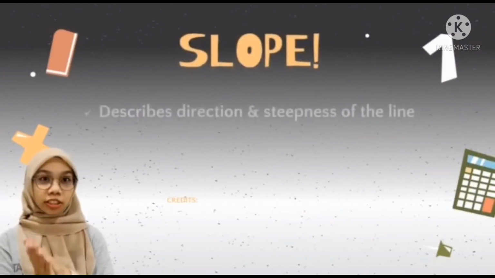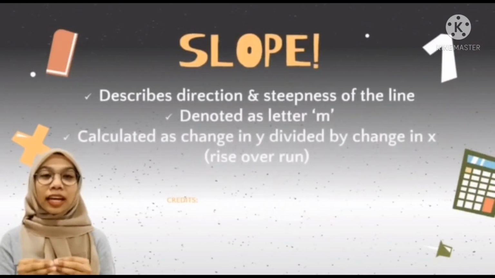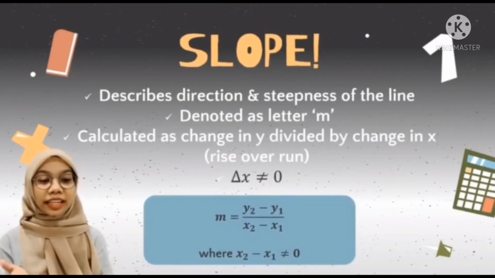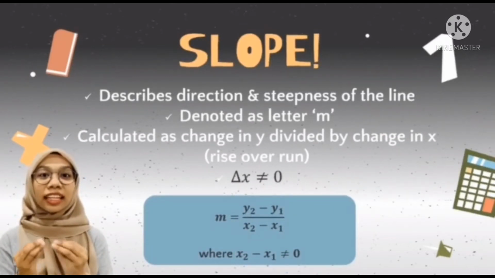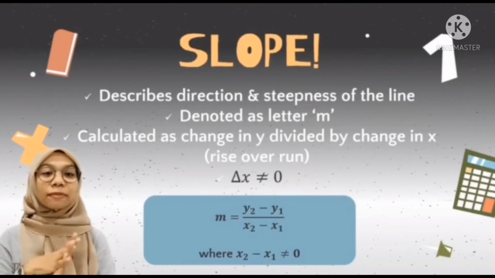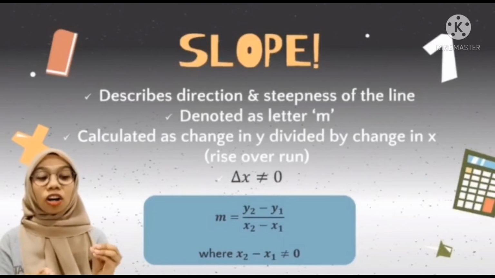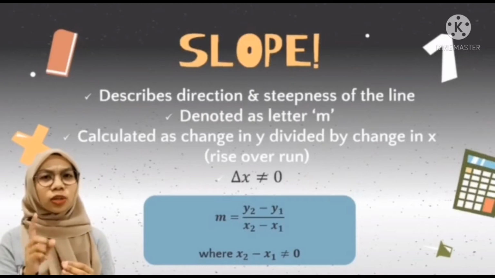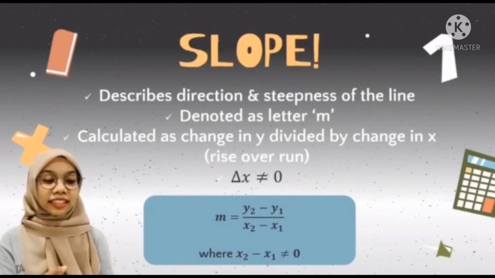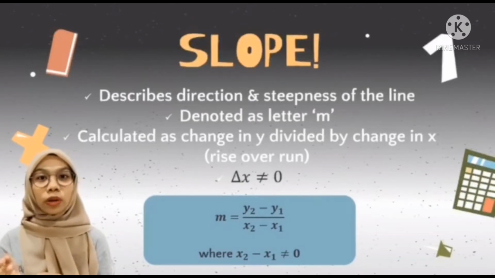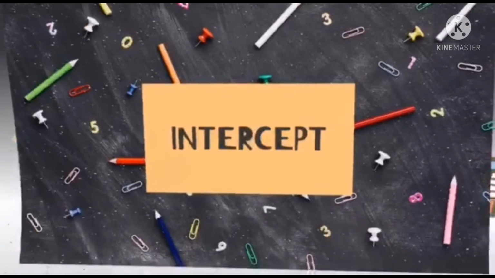What is gradient or slope? Gradient or slope is described as the direction and steepness of the line, and it is often denoted as the letter m. Gradient or slope can be calculated as change in y divided by change in x, also known as rise over run, where change in x must not equal 0. So as you can see, this is the formula: m equals y2 minus y1 divided by x2 minus x1, where x2 minus x1 is not equal to 0.